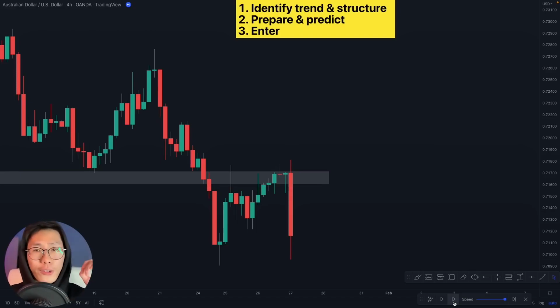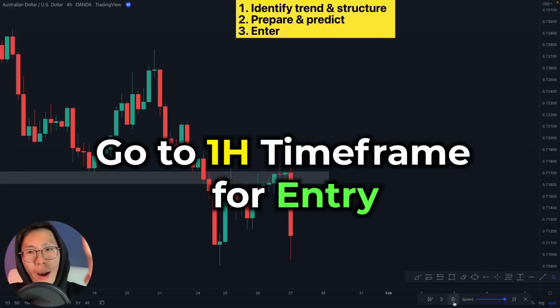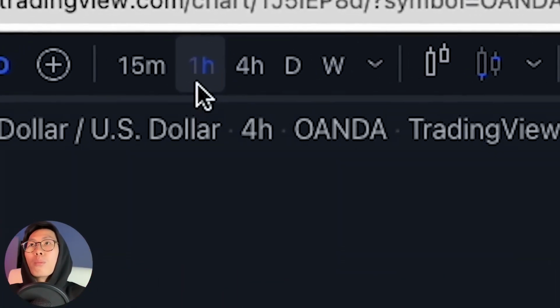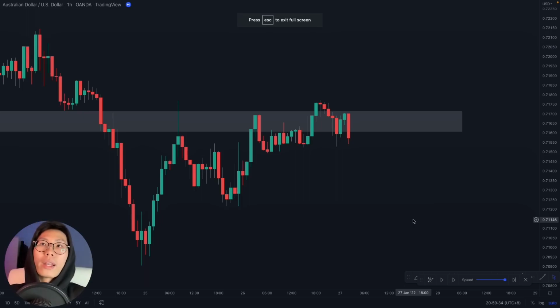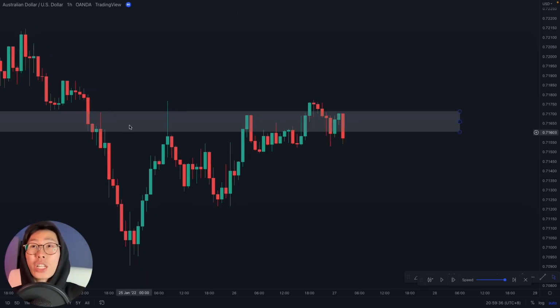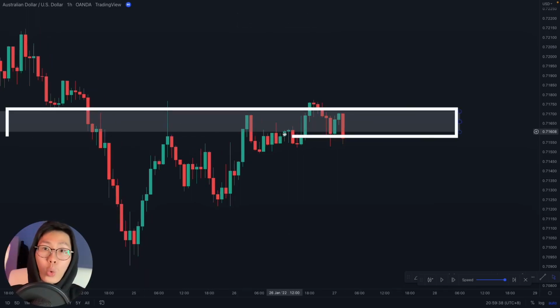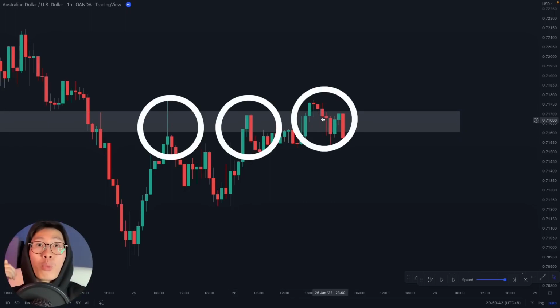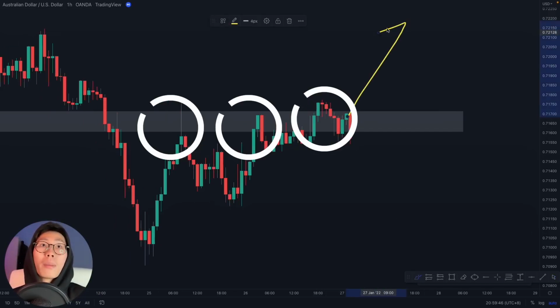If I wanted to enter for this trade, I will go to the 1-hour time frame. So let me just go to the 1-hour time frame right now. Once you have gone down to the 1-hour time frame, you can see that price has actually rejected this level not just one time but 3 times. Once here, second time here, and third time right here.